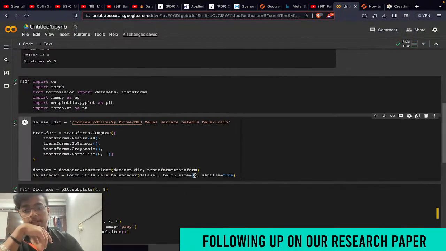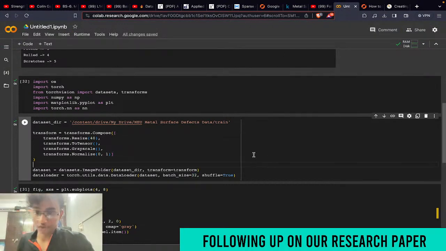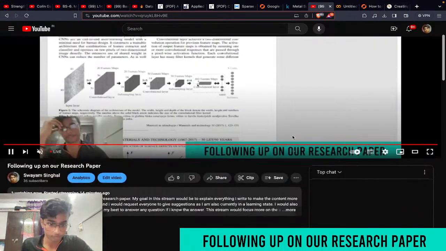I've made the batch size 32 for now, but I'm not sure what batch size they are using. I'm sure about the resizing, I'm sure about the tensor, I'm sure about the grayscale, I'm sure about the normalization. Let's see. Is anyone here?